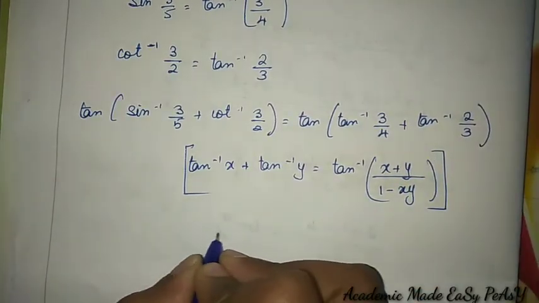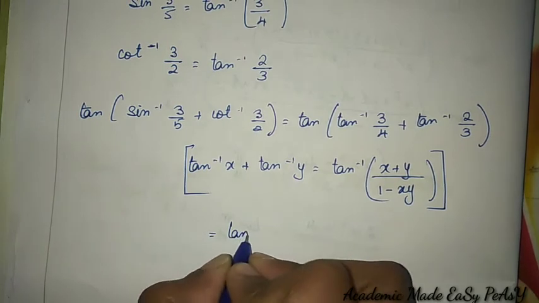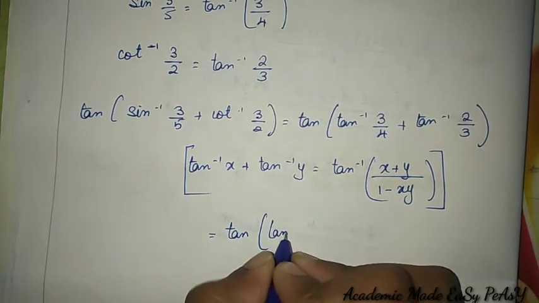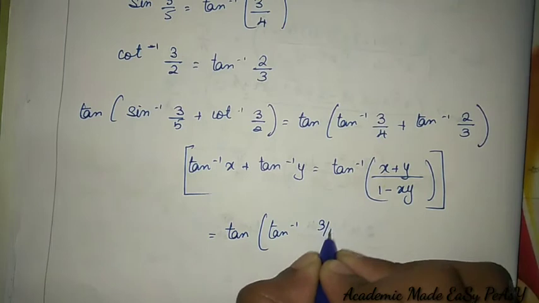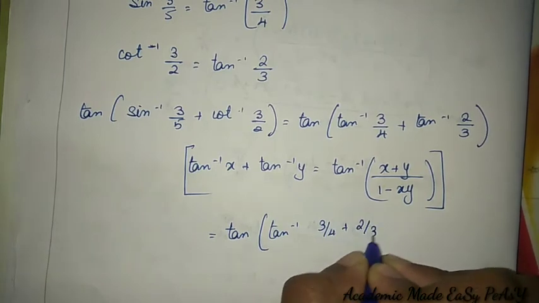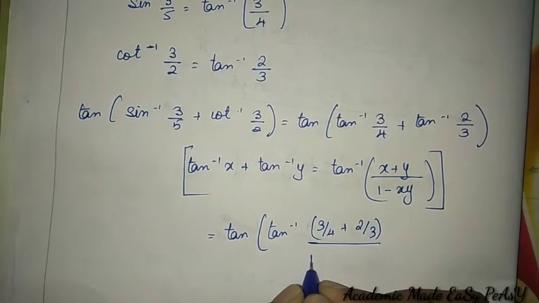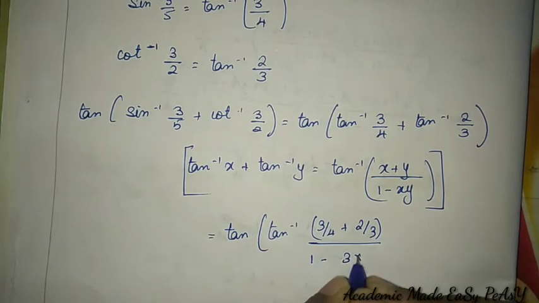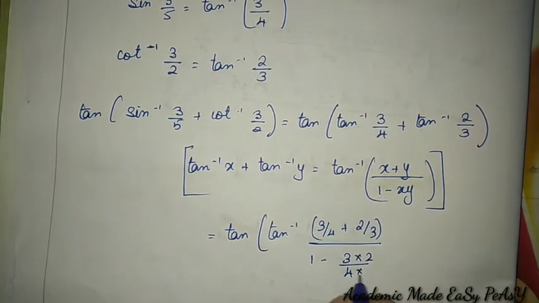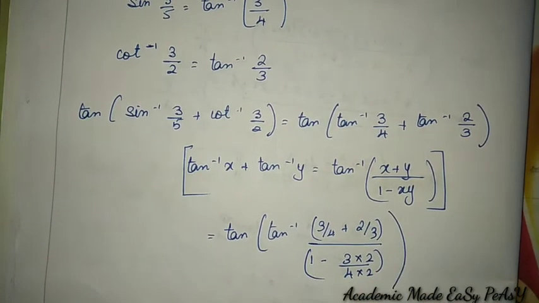So if I substitute in the formula, I will have tan of tan inverse (3 by 4 plus 2 by 3) whole divided by (1 minus 3 into 2 by 4 into 3). So this is my answer.